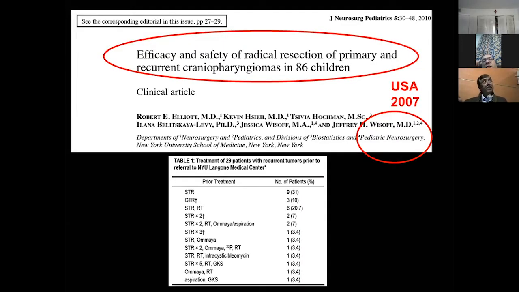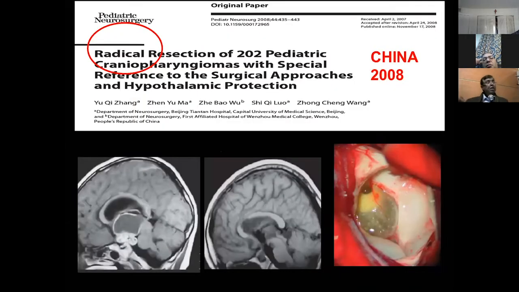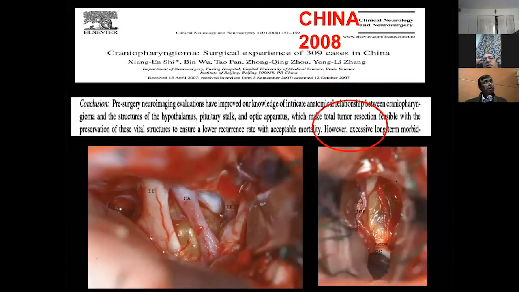Efficacy and safety of radical resection, USA 2007, by Wissoff. Another giant of craniopharyngioma is Rudolf Fahlbusch, from Erlangen in Germany. Complete craniopharyngioma resection with acceptable morbidity can be obtained in 80 to 90% of cases. These are giants of people, not me telling you this. China, 2008, radical resection. China, 2008 again, radical resection.